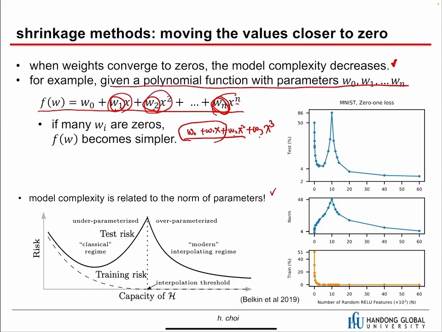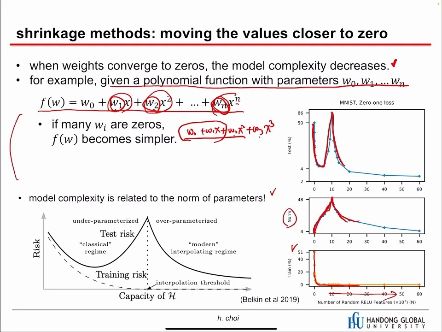So here's a training error. Training error goes down. And this one is the number of random ReLU features. So we increase the model complexity here, and then the training error goes down. But when we check the norm of the parameters, it goes up and goes down. And the test error has some strong correlation with this curve. So the error is strongly related to the norm of the parameters. There is a connection here.